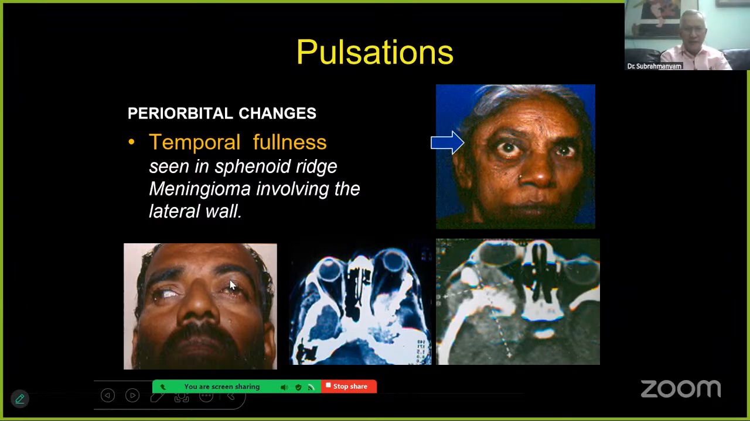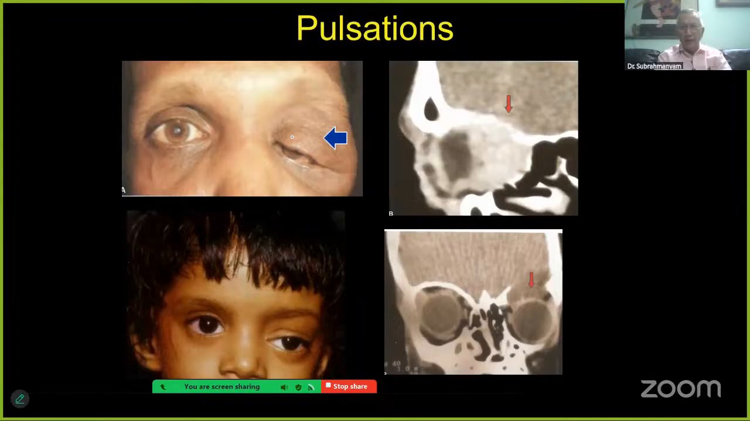So here is a patient with axial proptosis, and you can see when the patient is looking to the right, this eyeball is not moving at all, with motility restriction. That is typical of sphenoid ridge meningioma of the medial wall.